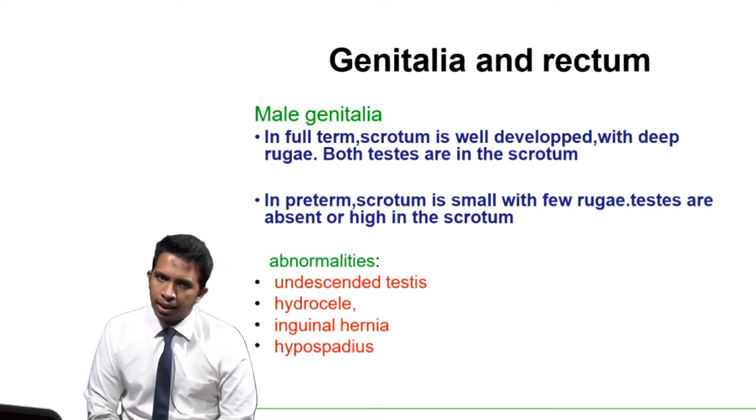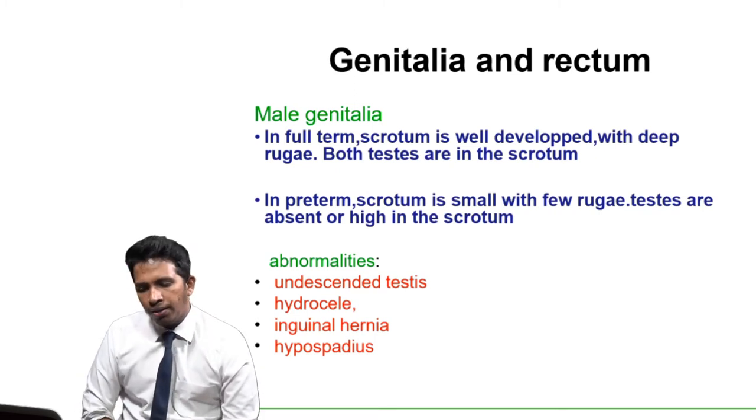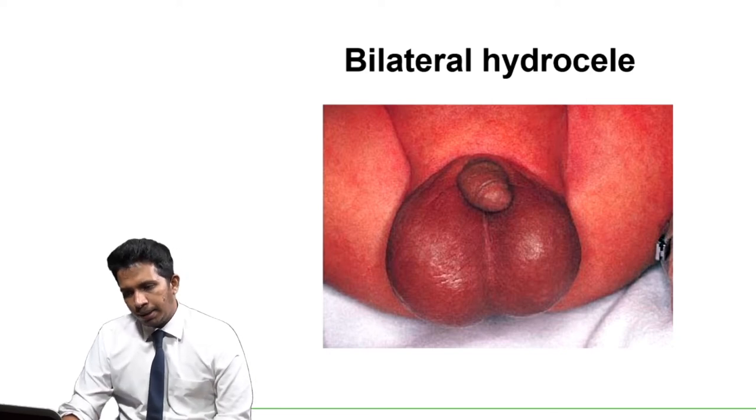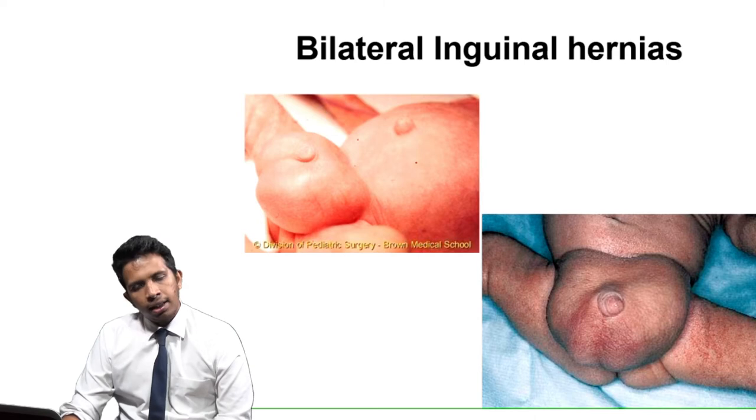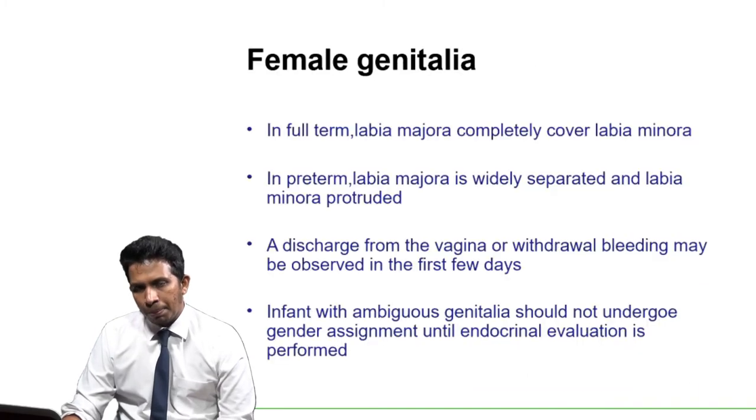They can be congenital hydroceles, due to a congenital defect, and the child could have a hydrocele, inguinal hernia or hypospadias. So this is a bilateral hydrocele seen in children. Bilateral inguinal hernia, where the abdominal organs protrude into the scrotum, again due to a congenital defect. Hypospadias is when the urethra opens at the bottom of the penis instead of from the tip.